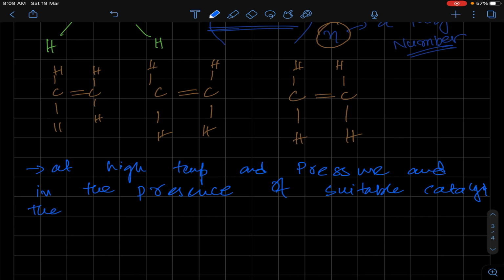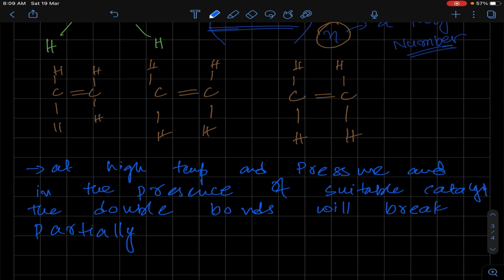In the presence of a suitable catalyst, the double bonds will break partially. So a single bond will remain between both the carbon atoms, right? And molecules will connect with each other.